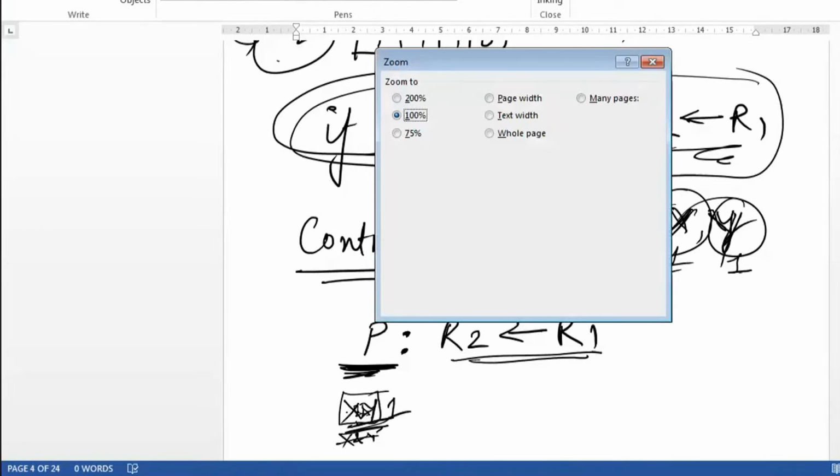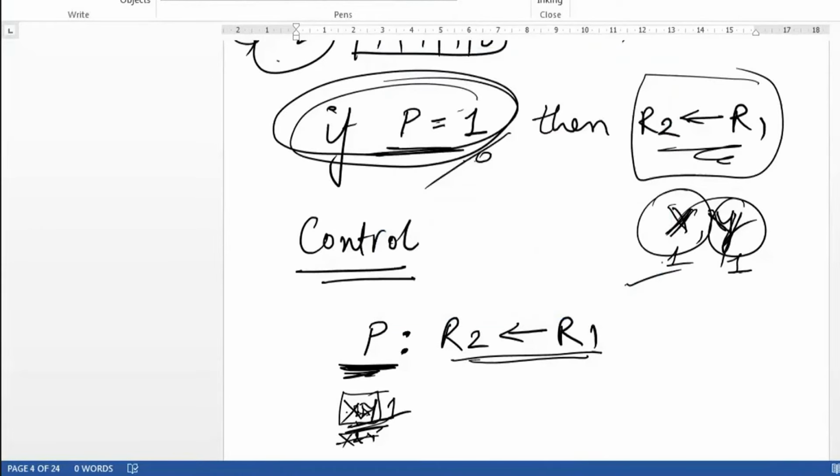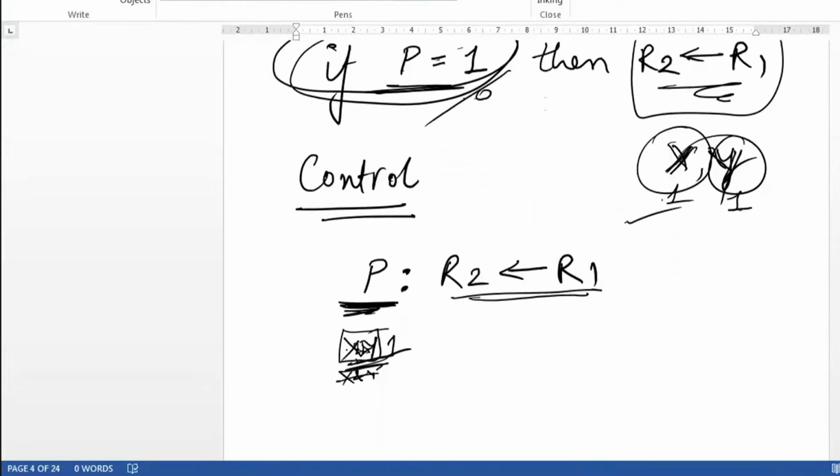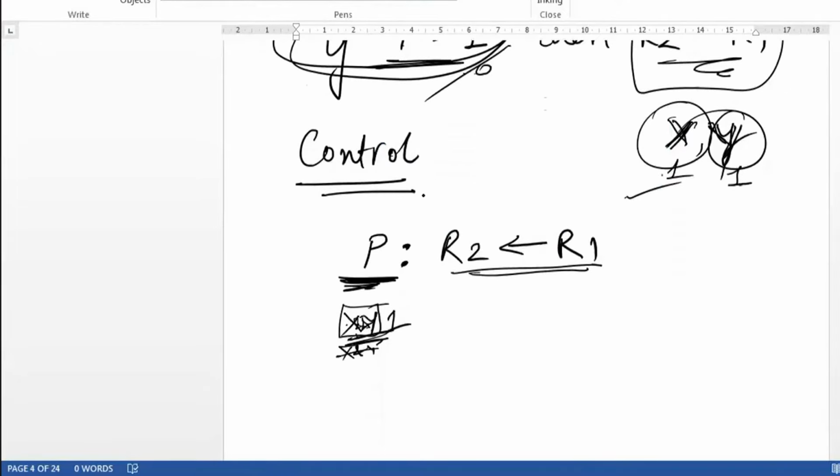उसको block diagram भी कैसे बनाते हैं हम देखेंगे. ठीक है, but for now, what would be my control function? It would be x dot y, right? So when we write x dot y over here, it means only when both the variables are 1, my operation would take place. So that is my control function.